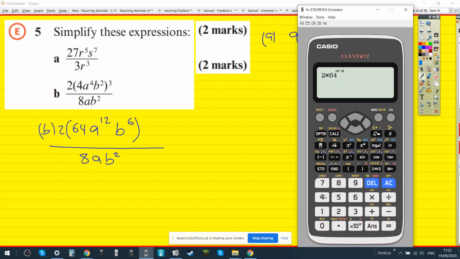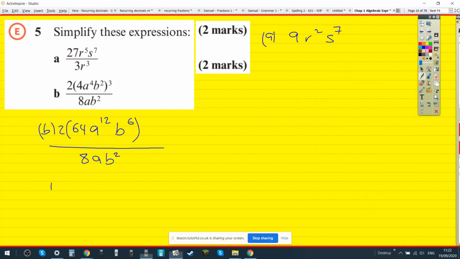Would it be 8 to the power of 12? Do you do anything with the indices? No. Okay, so then the b would be 2b to the power of 6. Power 12, b to the 6. Yeah. And then you divide it by 8ab. So what do you get there?